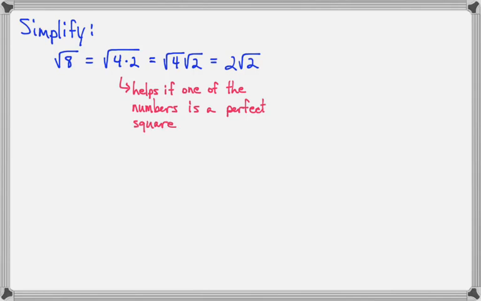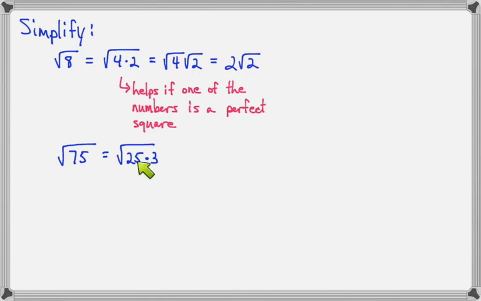Alright, just a reminder that it helps if you can break this down into a perfect square times something else. Okay, here's 75. Let's try to think. Will 4 go into this? No. Will 9 go into 75? No. How about 16? No. How about 25? See, I'm trying all the squares. Well, yes, 25 will go into 75. In fact, 75 is 25 times 3.